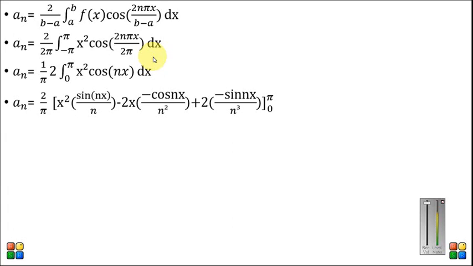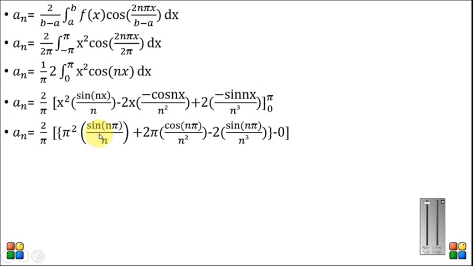Now minus sign, differentiation of this. Differentiation of x square will be 2x, and the integration of sin nx will be minus cos, that's why it is minus cos nx. The coefficient of x is n, so n into n will be n square. Then plus sign, the differentiation of 2x, here it is 2, right? And the integration of cos nx will be sin nx, that's why here it is sin nx upon n cube, because n into n square will be n cube, and the limit will be 0 to pi, right?